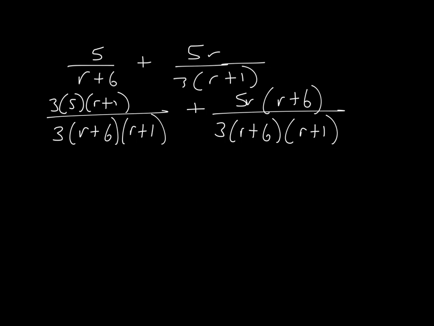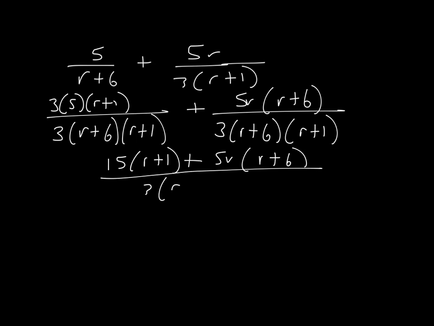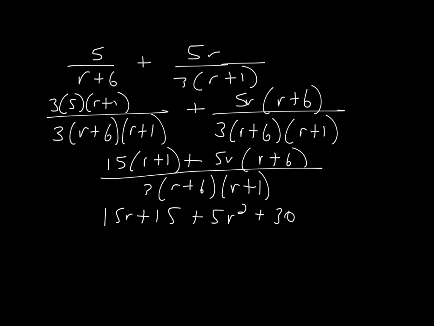Next step, let's combine the numerators together. You might as well write 15. It's going to be 15 times r plus 1 plus 5r times r plus 6, all over one denominator of 3 times r plus 6 times r plus 1. Next step, distribute. So we have 15r plus 15 plus 5r squared plus 30r. It's kind of starting to look like a little V right there, but I'm going to fix it. That's supposed to be r. All over 3 times r plus 6 times r plus 1.